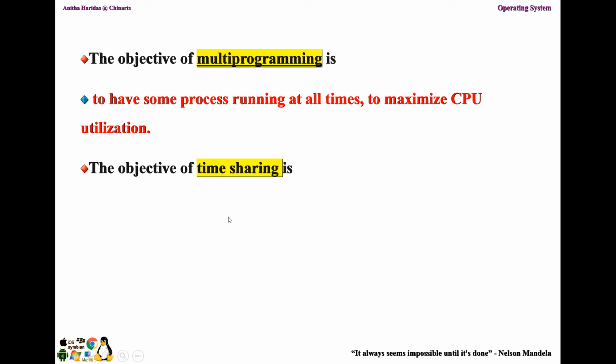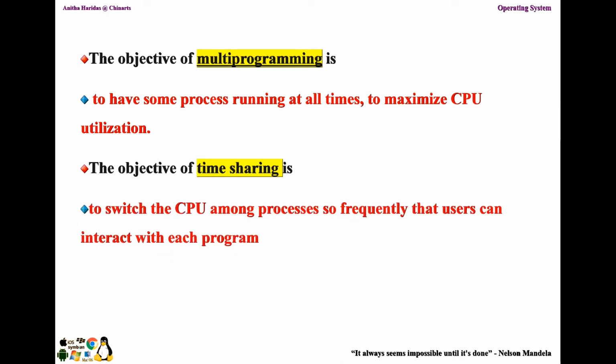So there are different environments available for running more than one program. One environment is the multi-programming environment. Another one is called the time sharing environment. Now what is the objective of time sharing? It is to switch the CPU among processes so frequently.